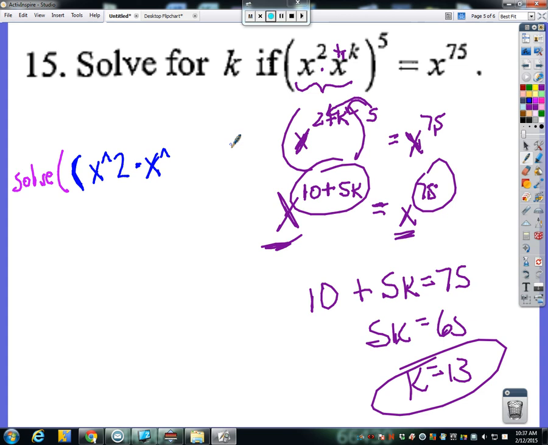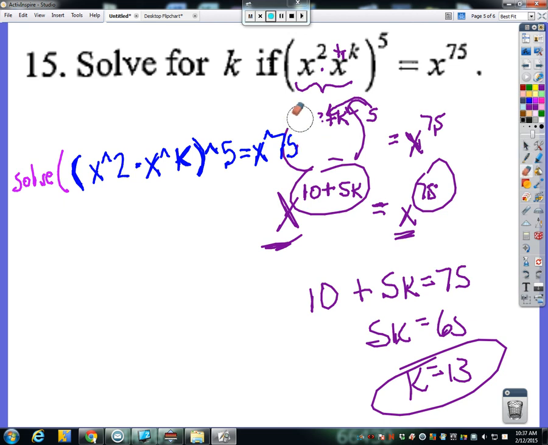On the 89s, you'd have to press alpha, where's the k at? Alpha and the EE button that's to the left of the 4 to get a k. You can use a y or a z or a t on the 89 if you really wanted to. It really doesn't matter. I'm going to go with what they got here in the problem, k in the parenthesis to the 5th power equals x to the 75th.